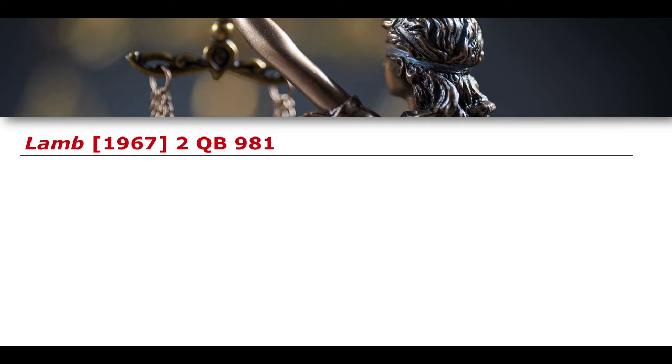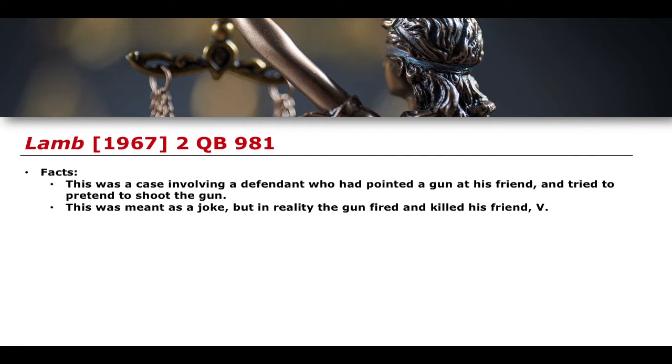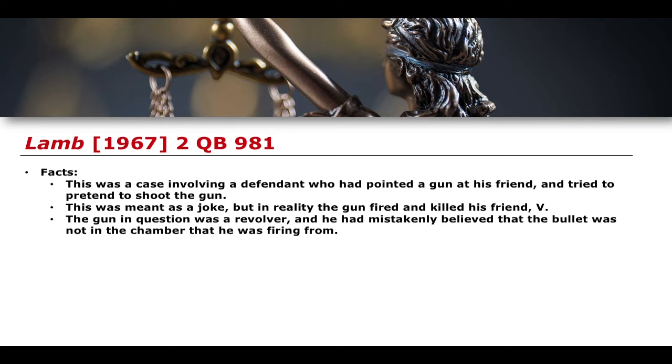And this is illustrated by the case of Lamb from 1967, because this was a case involving a defendant who had pointed a gun at his friend, and then he tried to pretend to shoot the gun. I say pretend because even though it was meant as a joke, he in reality did point the gun and did shoot the gun, and the gun did fire and killed his friend, who is now the victim of the homicide. The gun in question was a revolver, and he had mistakenly believed that the bullet was not in the chamber that he was firing from.